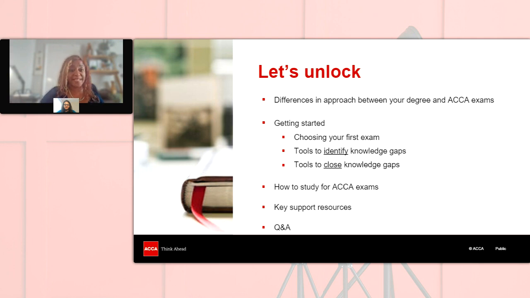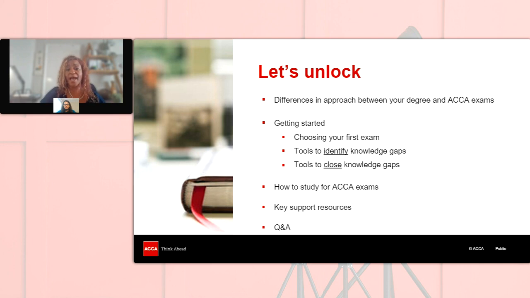For those that are getting started with the study, we're going to talk about how best to choose your first ACCA exam. So what do you need to take into consideration? And then, of course, there's the importance of identifying any knowledge gaps, because that is key to effective preparation. So we'll be looking at the tools to help you assess these knowledge gaps, and then we will go on to look at the resources that are available to help you close these knowledge gaps, so you can strengthen your knowledge in those areas and build your confidence.